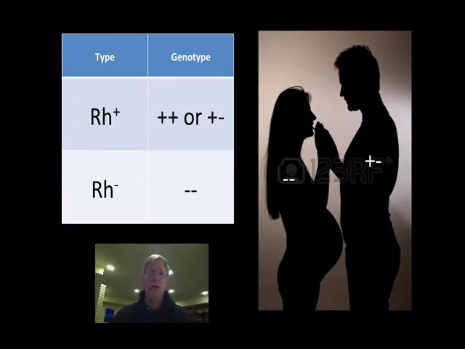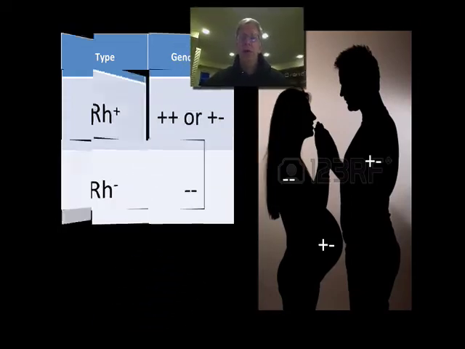If mother is Rh negative and father is Rh positive, either homozygous or heterozygous, could they have a baby that is Rh positive? And the answer, of course, is yes. Dad could give his positive allele for Rh factor to the baby. So if mom is negative and baby is positive, then we could potentially have a problem.